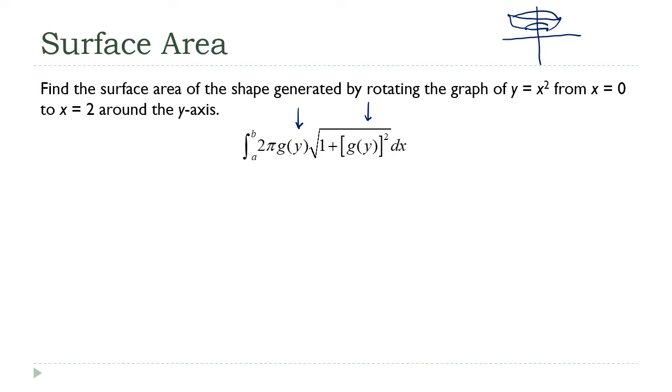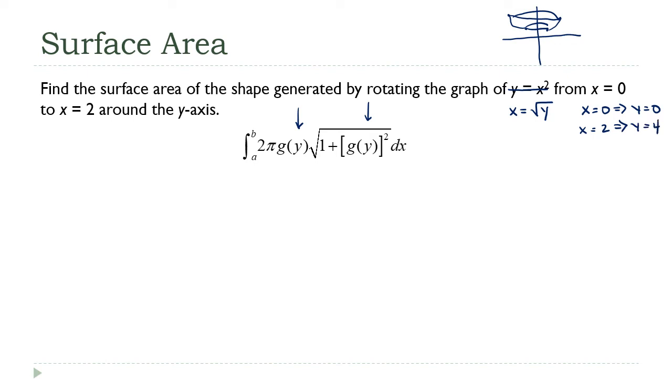So the first thing I need to do is make this into a function of y. If I solve this for x, this becomes x equals the square root of y. You can see I only want the positive x values because we're doing this from x equals 0 to 2. And what's that going to give me for y values? Well, when x equals 0, y is 0, and when x equals 2, y is 4. So those will be my new limits of integration.